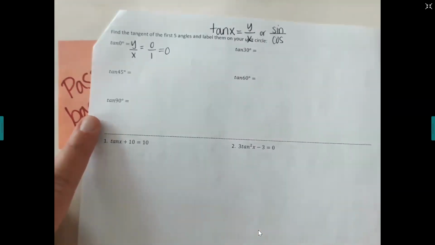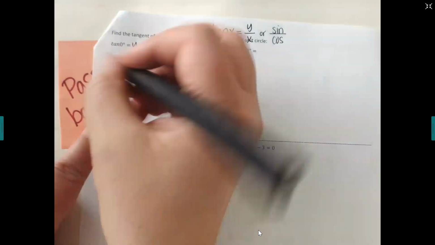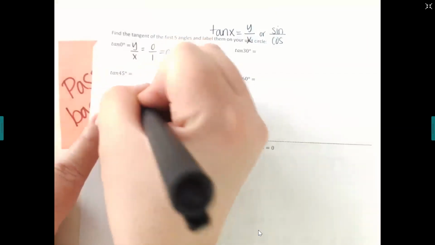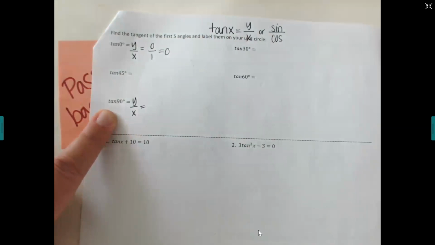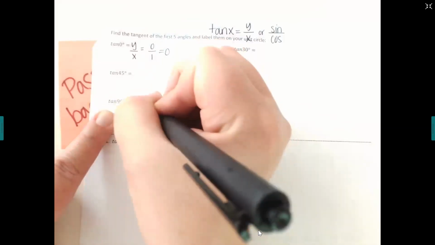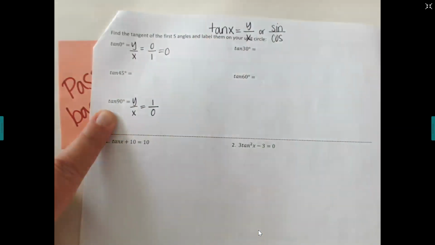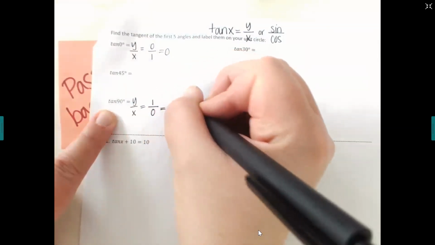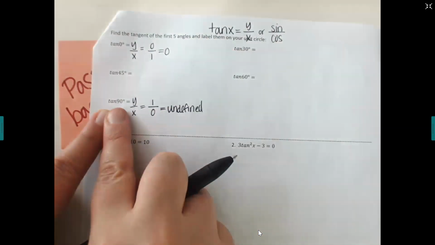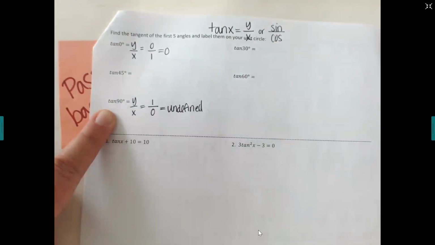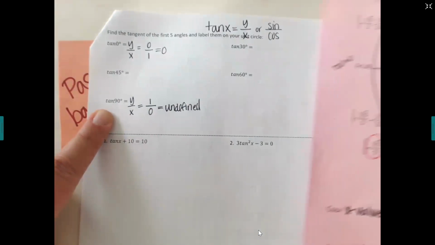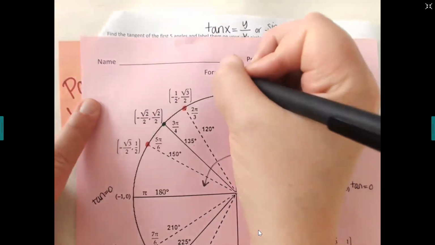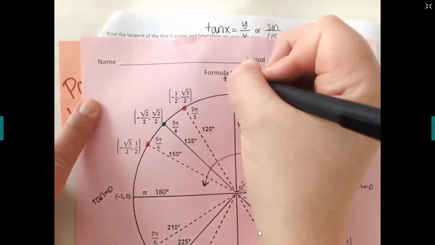We're gonna do 90 degrees next. 90 degrees, tan is y over x. What is the y value at 90 degrees? 1. And what is the x value? 0. And what is 1 divided by 0? We learned this last class. Undefined. So at 90 degrees, the answer for tangent is undefined. We're gonna go to our circle and record that at 90 degrees. Come up here to the top. 90 degrees, my tangent equals undefined.